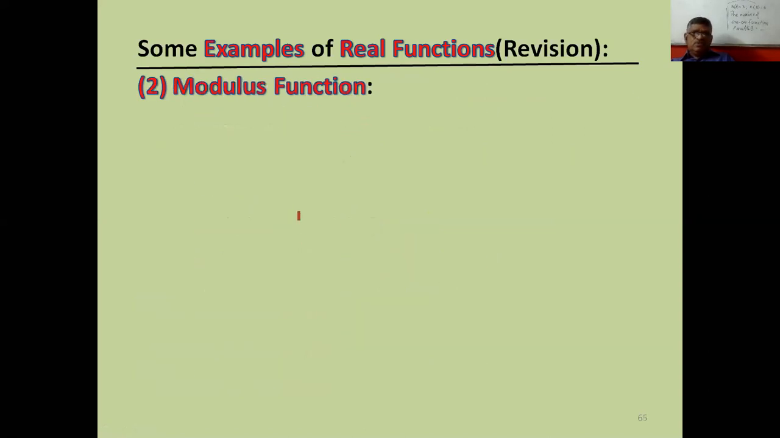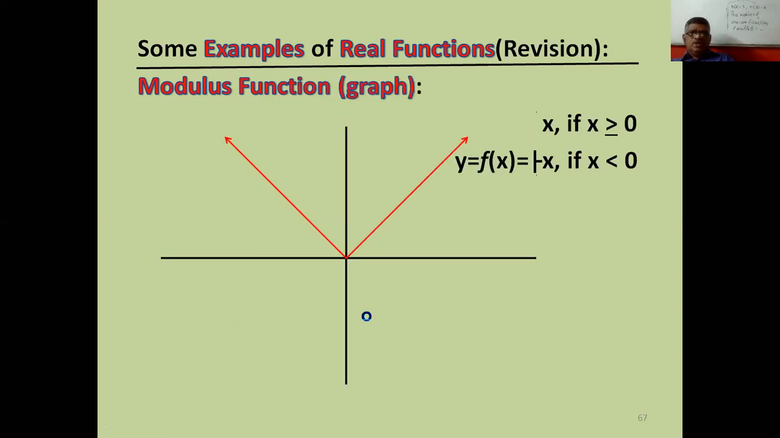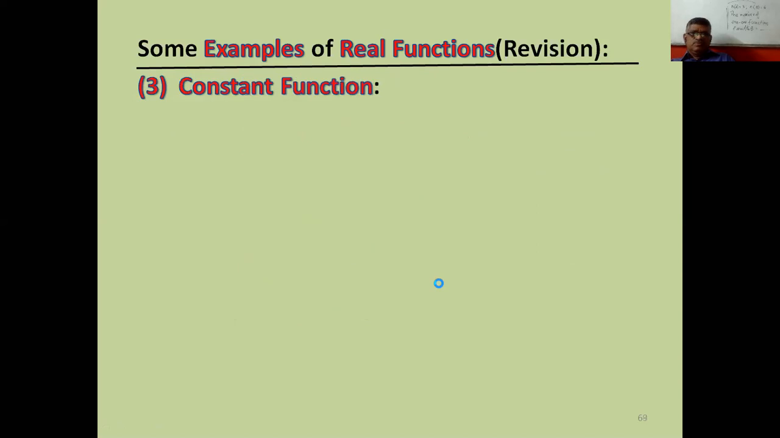Further, modulus function. You know the modulus function, mod x. Modulus of 2 is 2. Modulus of minus 2 is also 2. Mod x is x if x is greater than or equal to 0, and mod x is minus x if x is less than 0. This is from the 11th topic. Mod x: domain is defined for all R. The range is from 0, 0 is possible, so 0 to infinity. Okay. The graph of mod x is just a V shape passing through the origin.